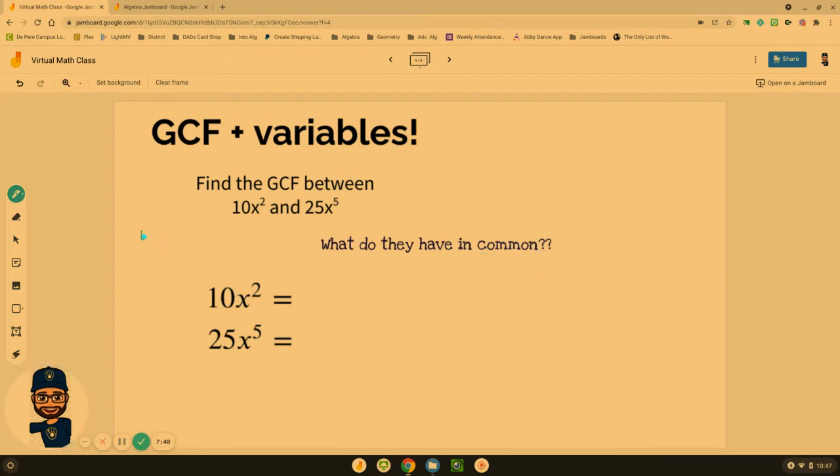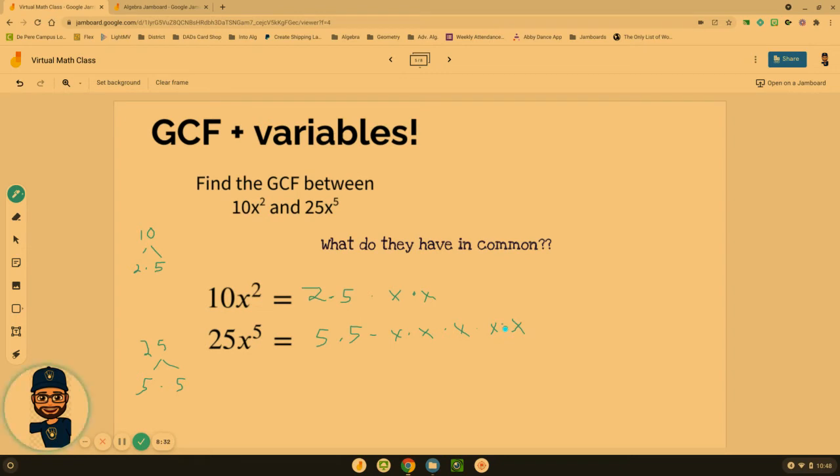Okay, so if I break down that 10 again using a factor tree, this is 2 times 5. I can't break down 2 and I can't break down 5. So it's 2 times 5. And then the x, I'm going to break down longhand. X times x, because that's what the x squared means. All right, if I find the factor tree for 25, I get 5 times 5. Can't break down 5, and I can't break down 5, so it's 5 times 5 times x times x times x times x times x.